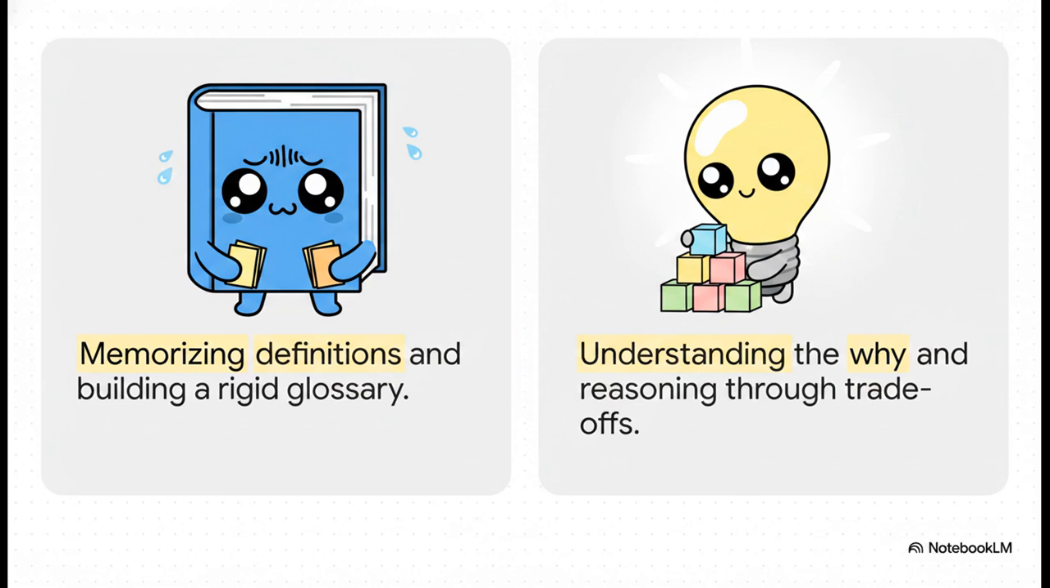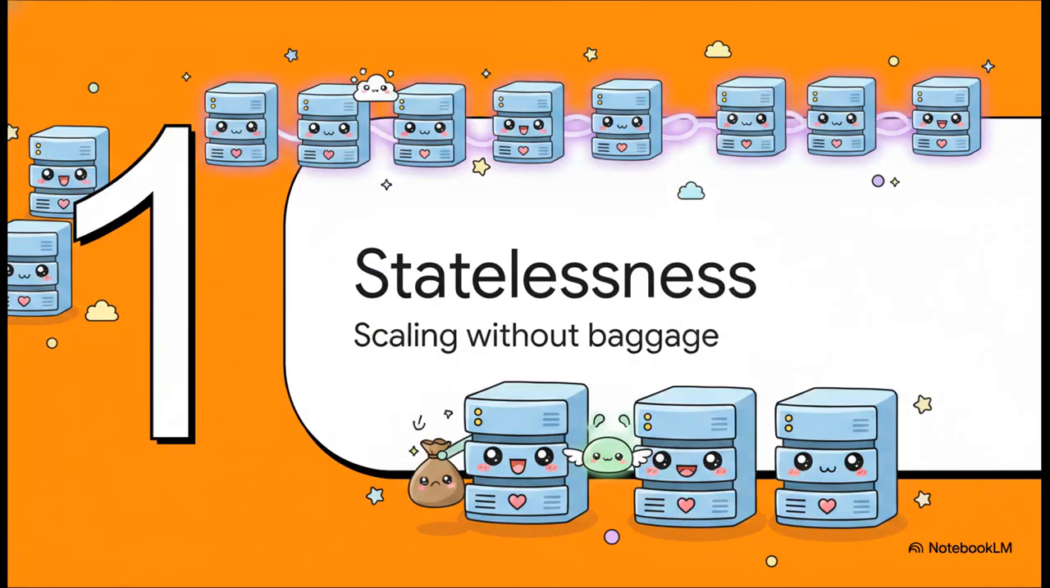The senior mindset, though, focuses entirely on the why. By building a functional mental model and really reasoning through architectural trade-offs, you stop panicking. You start designing with confidence. Concept 1. Statelessness. This is all about scaling without the baggage.